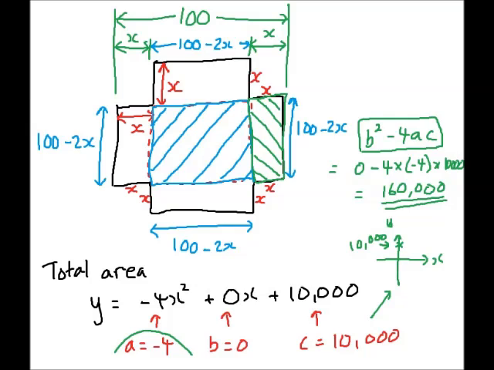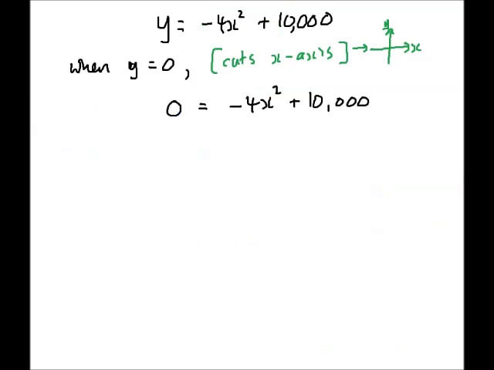B squared minus 4ac is 0 minus 4 times negative 4 times 10,000. That's 160,000. That's positive, so we'll have 2 real distinct roots. This means the curve cuts the x-axis in 2 places. But where? All along the x-axis, y equals 0. So let's put y equals 0 into our equation.